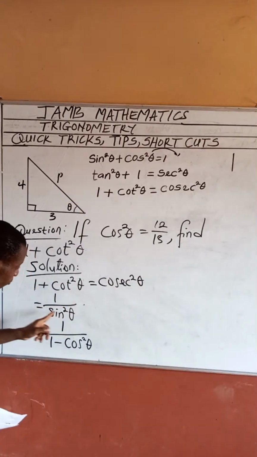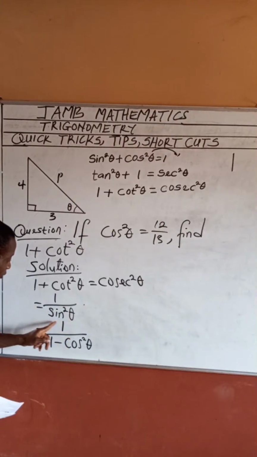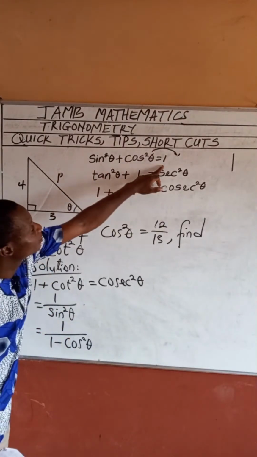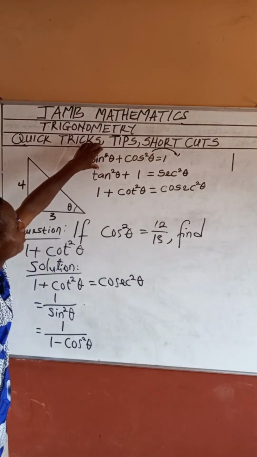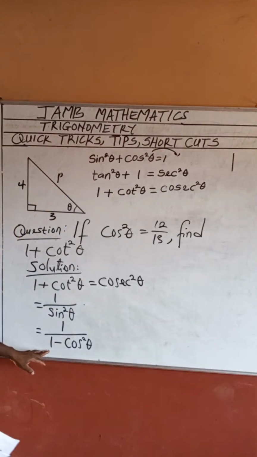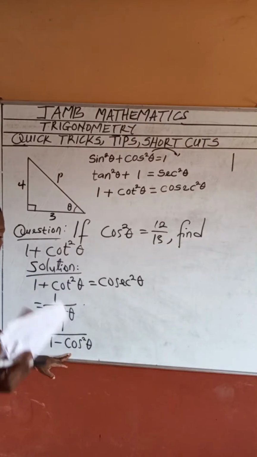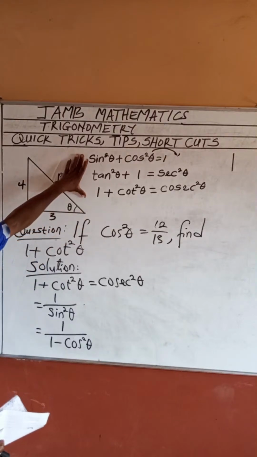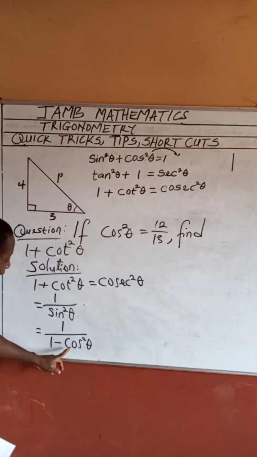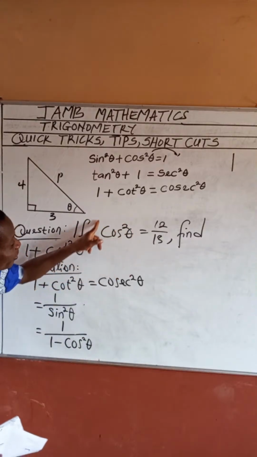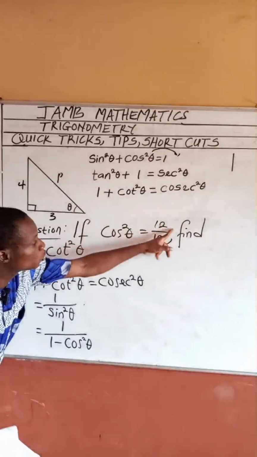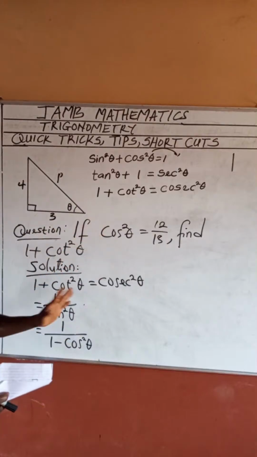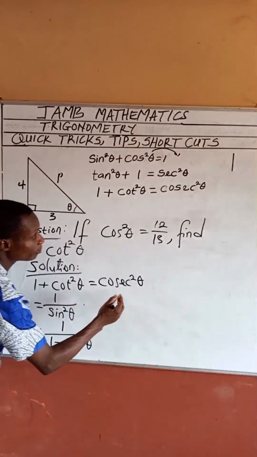Remember, we transformed this one to this. This sine square theta at the denominator is equal to 1 minus cos square theta. So we have been able to replace sine square theta with 1 minus cos square theta. This is a replacement method. Always substitute using trigonometric identities. Now that we have cos square theta here, we can solve. Replace it with 12 over 13. There are other ways to do it, but this is the shortest form, and it will help a lot.